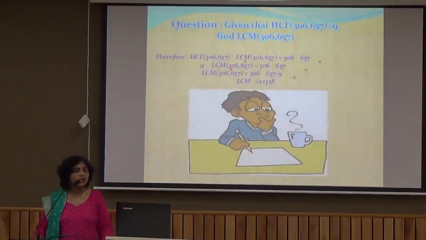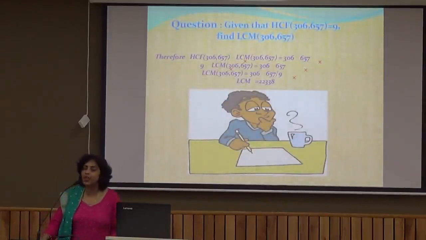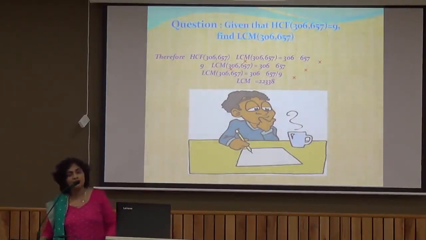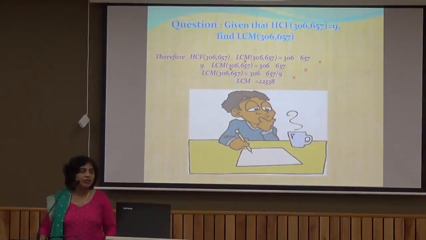Let's take another example. The HCF of 306 and 657 is 9. We have to calculate the LCM. We can take help of this relationship: if we divide the product of these numbers by the HCF, we get the LCM. So first we multiply 306 and 657 and then we divide by the HCF to get the LCM as 22,338.